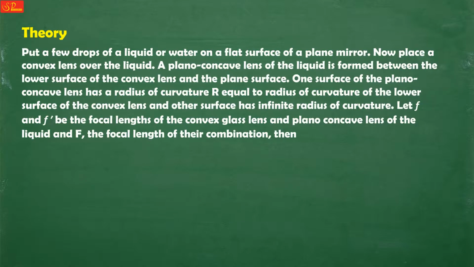Theory: put a few drops of a liquid or water on the flat surface of a plane mirror. Now place a convex lens over the liquid. A plano-concave lens of the liquid is formed between the lower surface of the convex lens and the plane surface. One surface of the plano-concave lens has a radius of curvature r, equal to the radius of curvature of the lower surface of the convex lens, and the other surface has infinite radius of curvature.